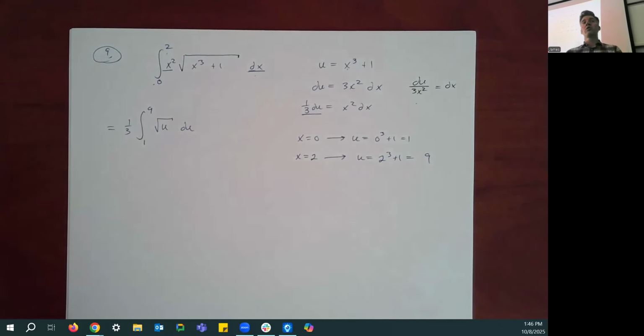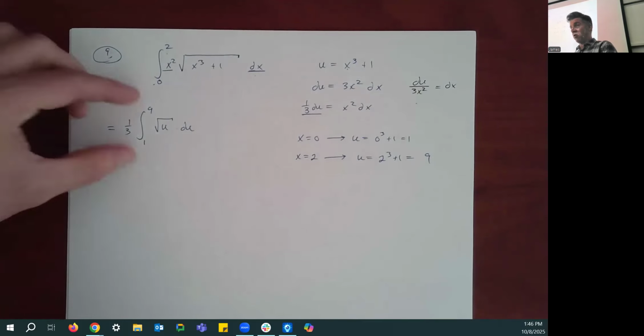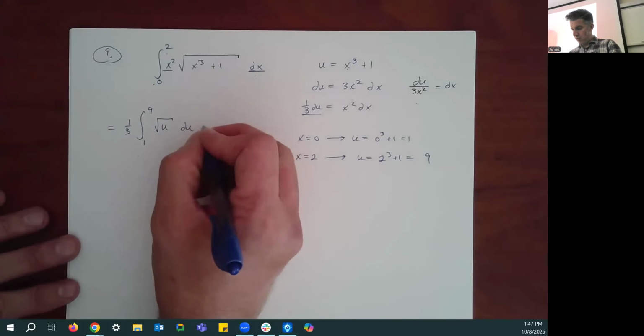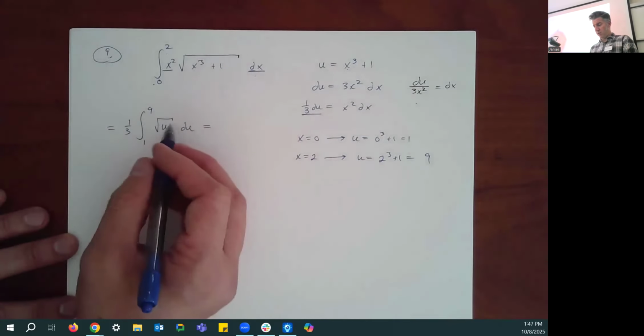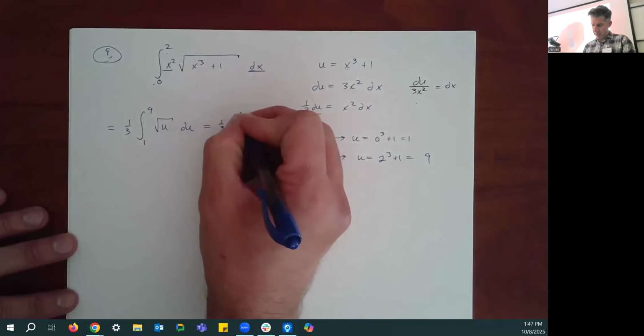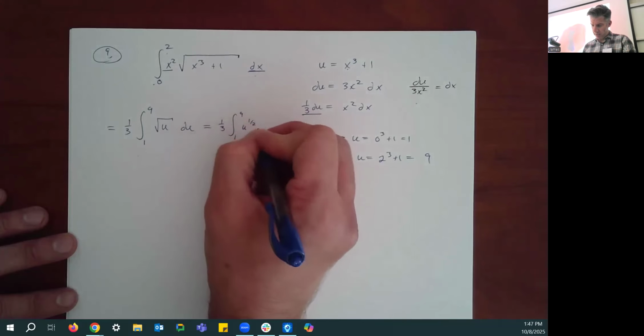This is the way I would encourage you all to do a problem like this. If you have a u-substitution with a definite integral, I think it's best to change the limits of integration to your new variable. But I'll show you how to do it the other way if you don't want to do it this way. So then I'm going to rewrite the square root of u as u to the 1/2. So it's 1/3 times the integral from 1 to 9 of u to the 1/2 du.